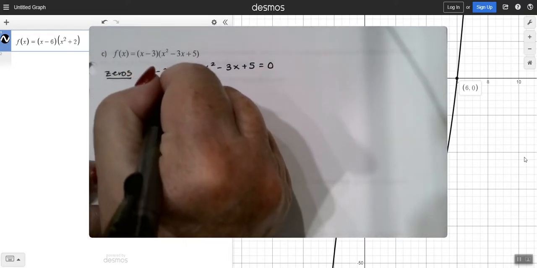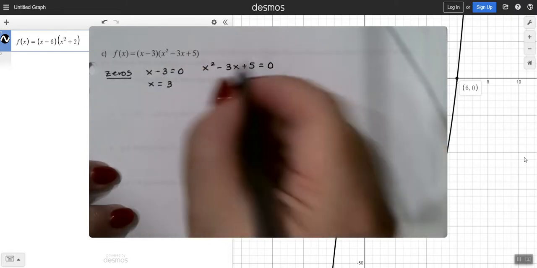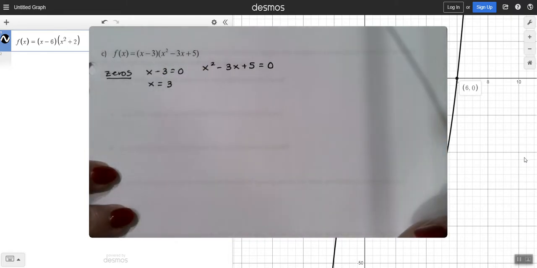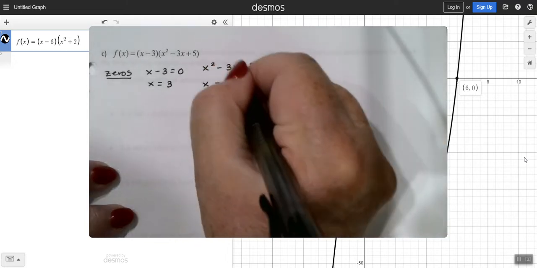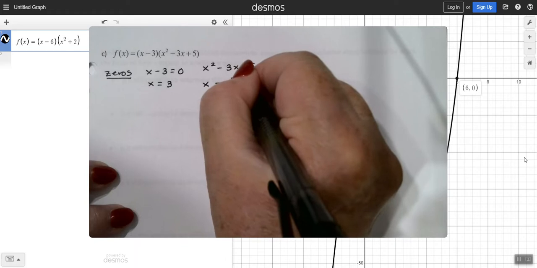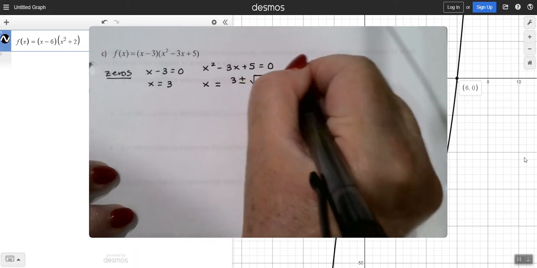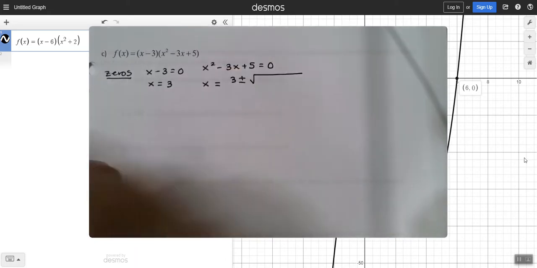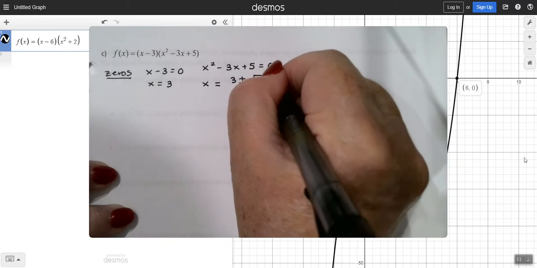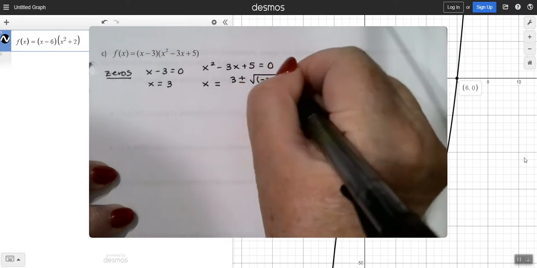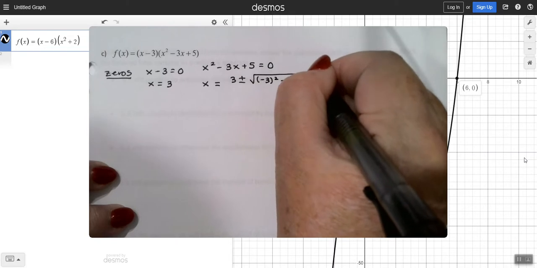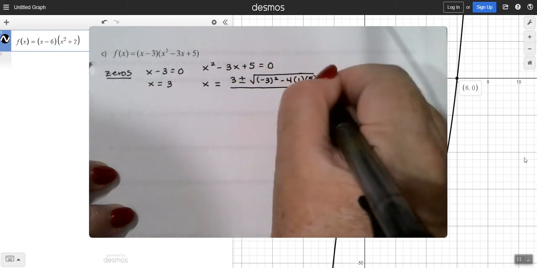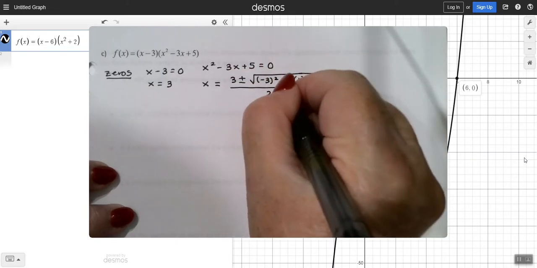This one gives me x equals 3. And this time, unfortunately, I can't use the square root method, so I think I'm kind of stuck with the quadratic formula here. Opposite of b would be 3, plus or minus the square root of negative 3 squared minus 4 times 1 times 5, over 2 times 1.